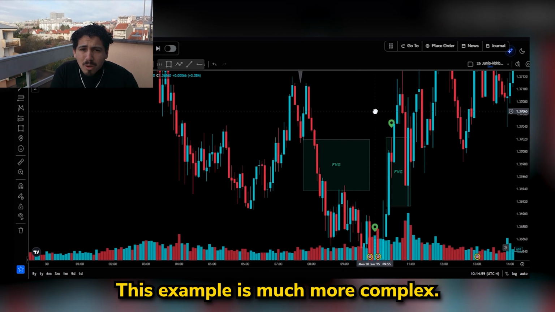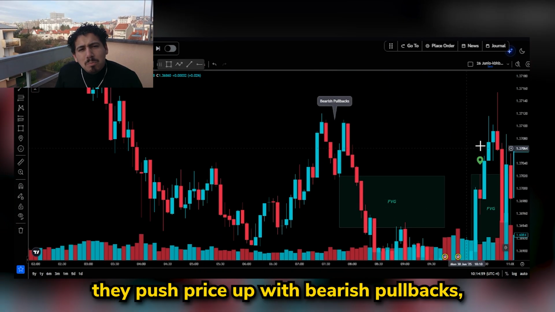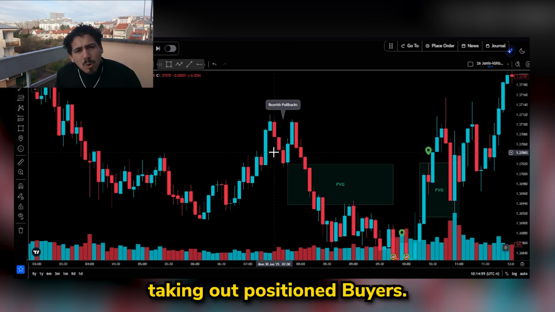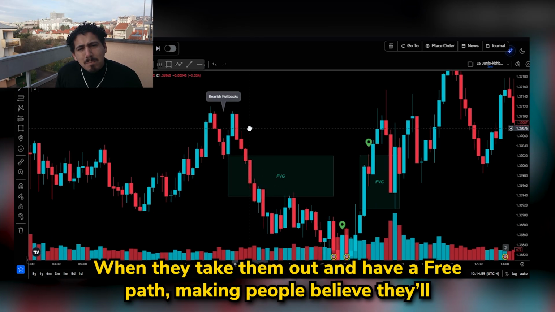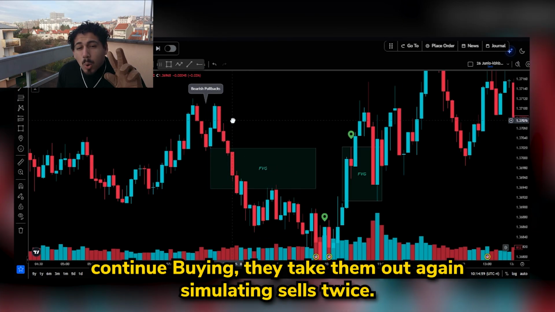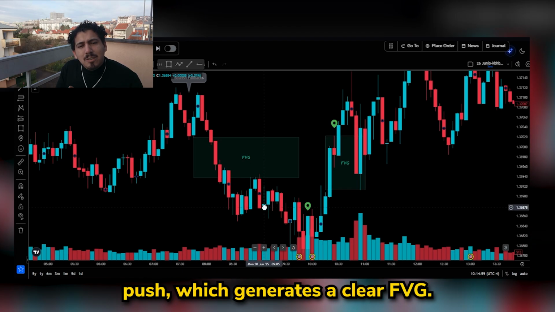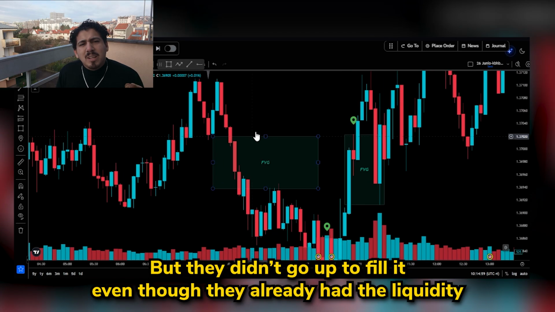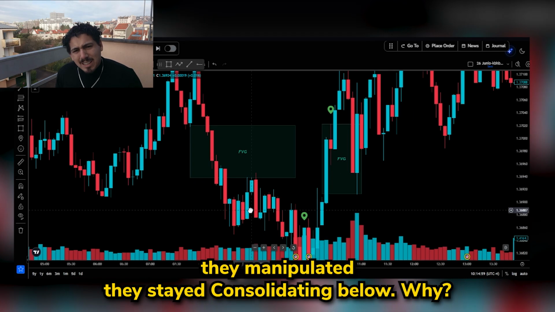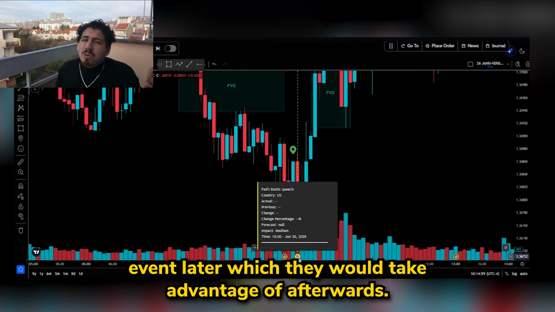This example is much more complex. We're in a scenario where New York's closed, Asia opens, and at that moment they push price up with bearish pullbacks, taking out position buyers. When they take them out and have a free path, making people believe they'll continue buying, they take them out again, simulating sales twice. But the second time, they couldn't stop the retail liquidity push, which generates a clear fair value gap. But they didn't go up to fill it, even though they already had the liquidity they manipulated. They stayed consolidating below. Why? Because they had an impactful news event later, which they will take advantage of afterwards.